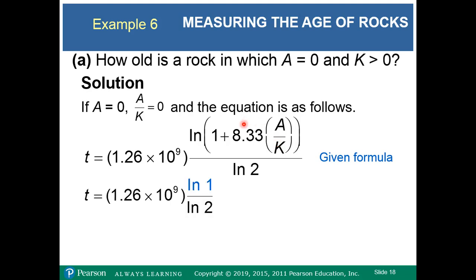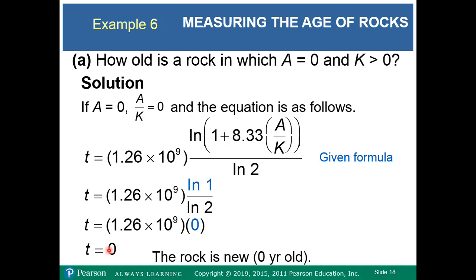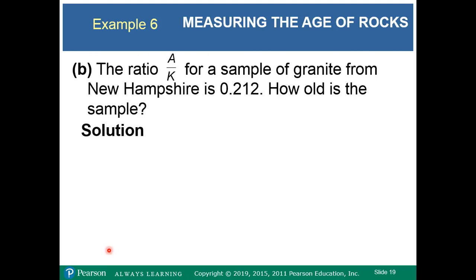So that means that this is just going to be the natural log of 1 over the natural log of 2. And then we're going to take this. So we can plug these in our calculator very easily. And so this gives us 0, so time is 0. Okay, because natural log of 1 is 0, right? So this whole thing is going to be 0. So we get t is equal to 0. So the rock is new, right? So it's not a very old rock at all.